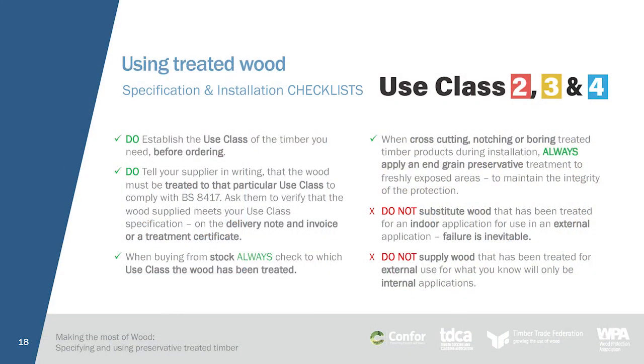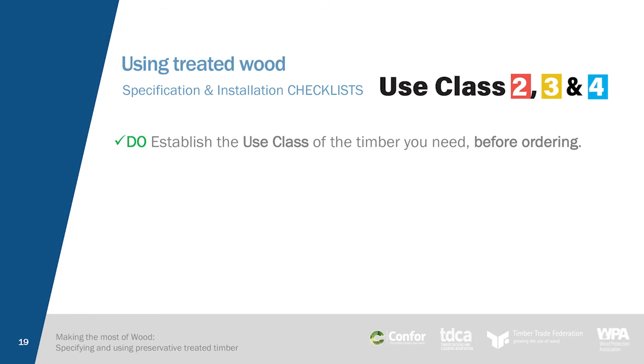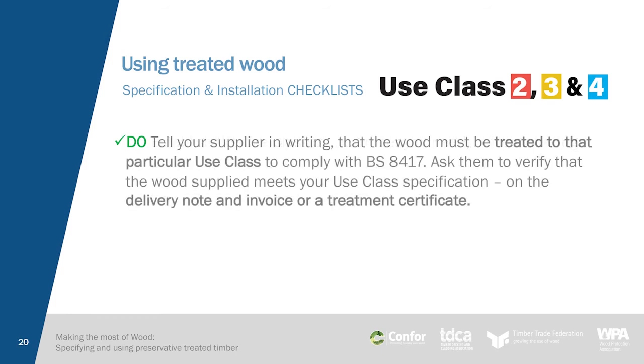Let's look at some of the key do's and don'ts about specifying and installing treated wood. Do establish the use class of the timber you need before you order it. Do tell your supplier in writing that the wood must be treated to that particular use class to comply with BS 8417. Ask them to verify that the wood supplied meets your use class specification, either on the delivery note, an invoice, or a treatment certificate.